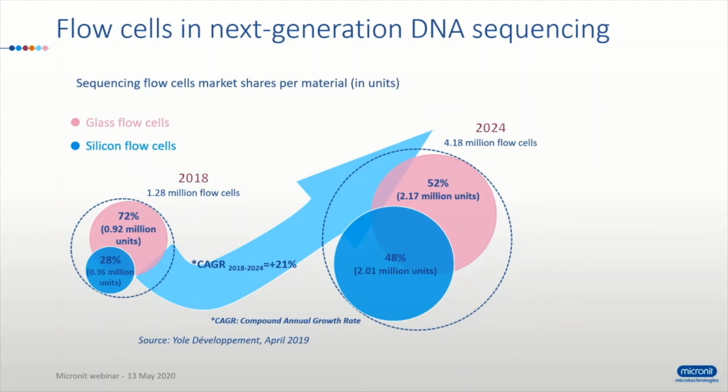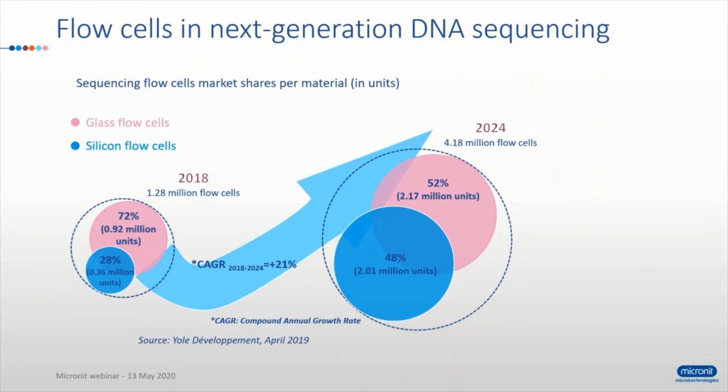Now, if we zoom into the products that we make as Micronit, flow cells, this is another report that I took from Yole, April 2019, last year, which shows that right now the flow cell consumable market, specifically used for next-gen sequencing, is based on glass flow cells as well as silicon. And the interesting thing here, besides the absolute numbers, where we see strong growth from slightly over 1 million flow cells in 2018 sold to the market to over 4 million flow cells anticipated to be sold in 2024, is that we also see that the balance between glass flow cells and silicon flow cells is slightly changing.